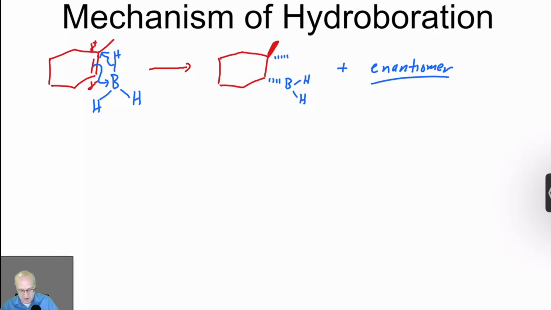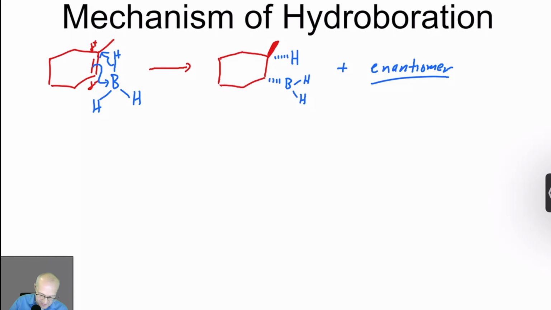Plus the enantiomer. So here I have the boron coming in from the bottom. I drew it with the dashes, right? It could have easily come in from the top. It could have easily come in from the top and given me the wedges instead of the dashes. But I'm only going to draw one for simplicity's sake.